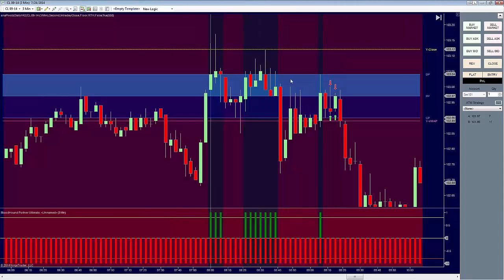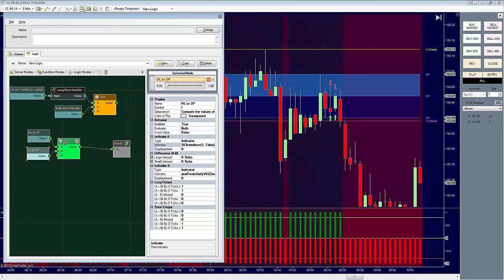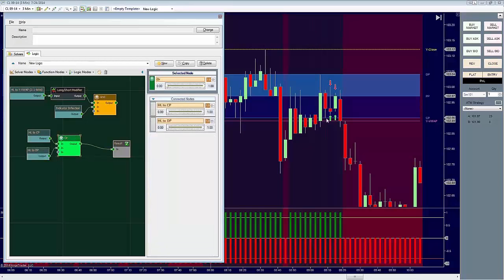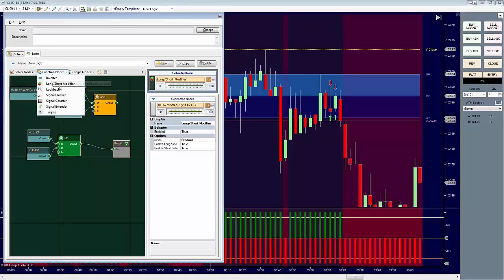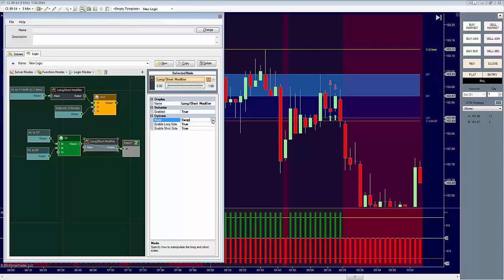So when I connect both of those together with an OR node, we get both the long from this one and the short from this one. So now all the bars that are touching or are within that range, we're getting both long and short signals from BloodHound. So now to isolate those bars, we do the same thing we did here. We add the long-short modifier. We set it to product.